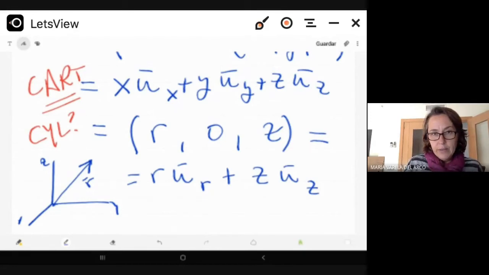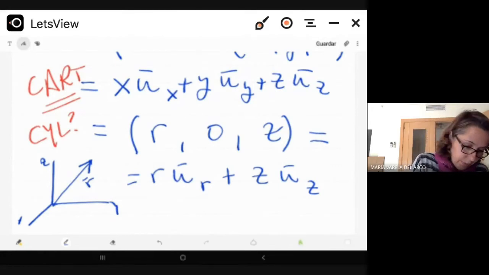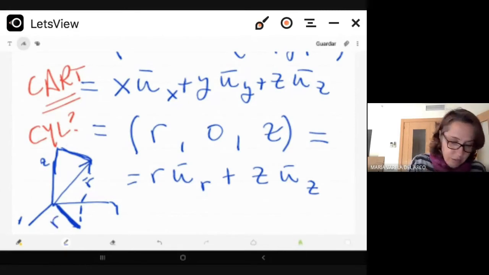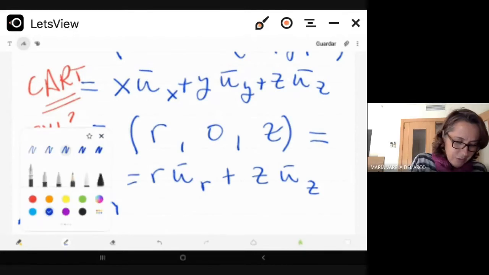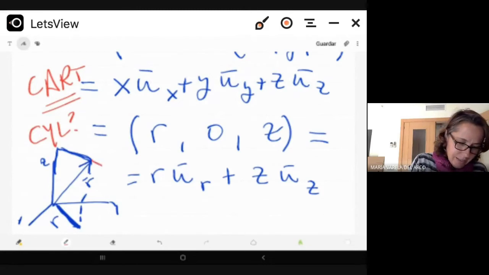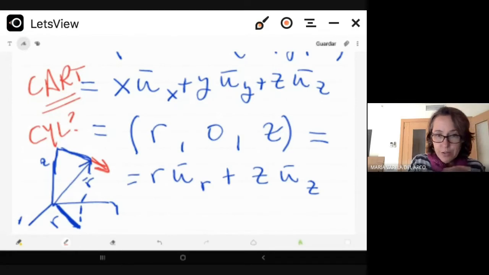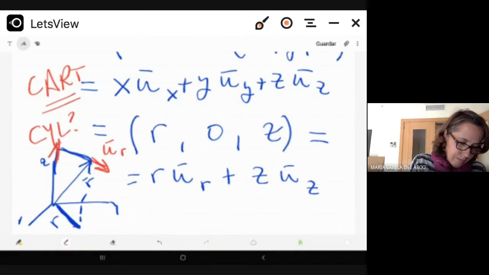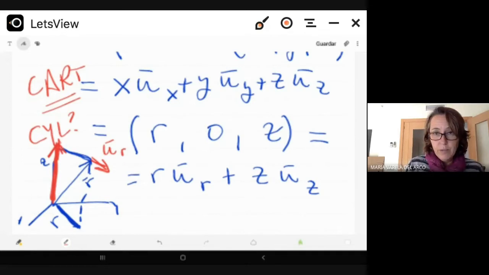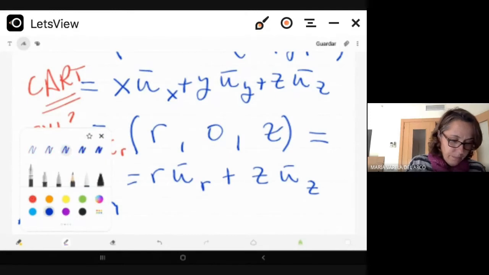Is this correct? Yes, it is, because if we go back to our drawing right here, let's assume that this is my projection, this distance is what I am calling R, multiplied by the unit vector UR along the radial direction, which is getting away from the z-axis, but in, let's say, the xy plane, so it's a flat vector right there. If I sum this with the vertical component, which would look like that, I get the proper vector that I'm looking for. So this would be the way to write the field in cylindrical coordinates.